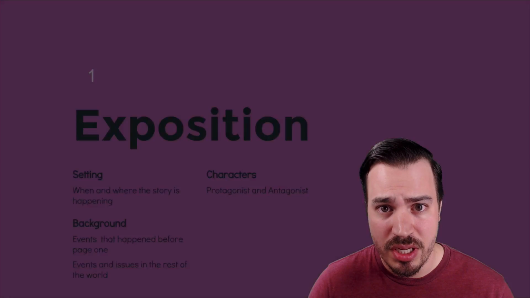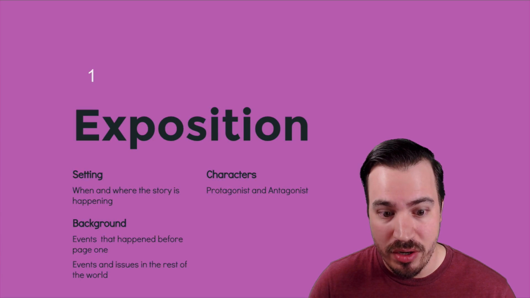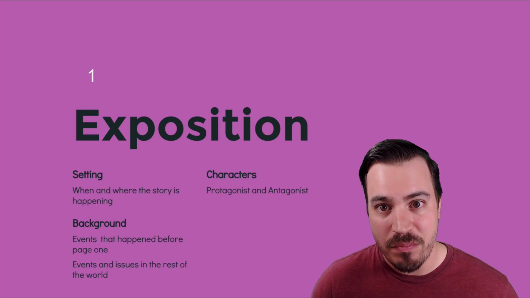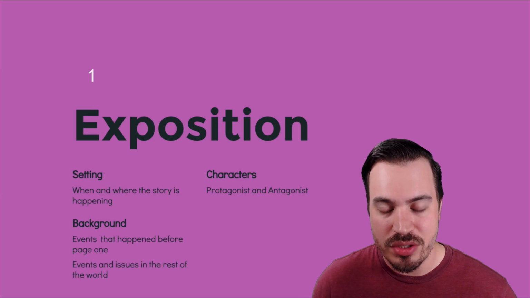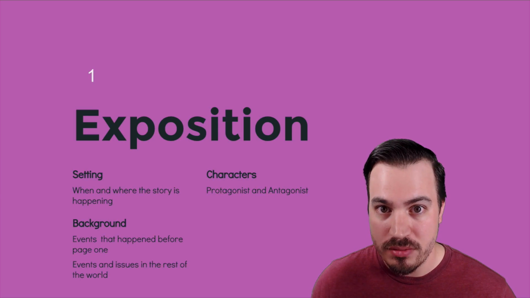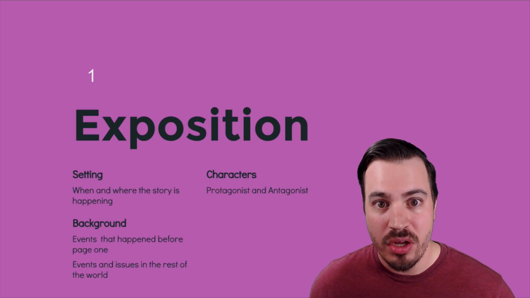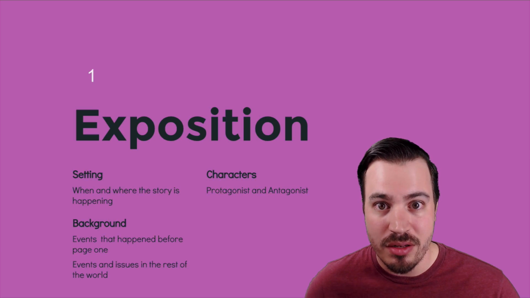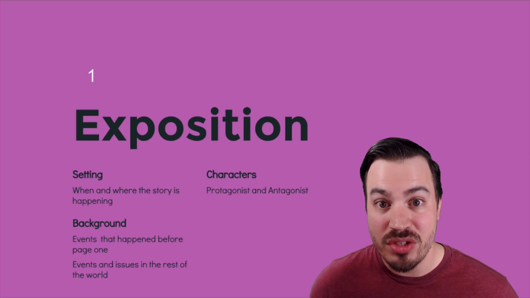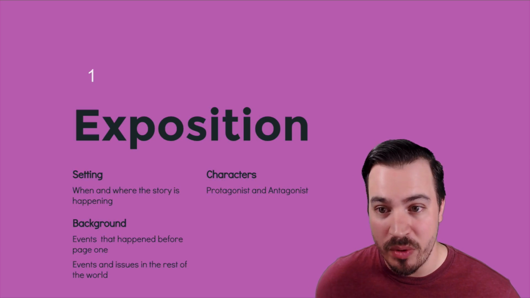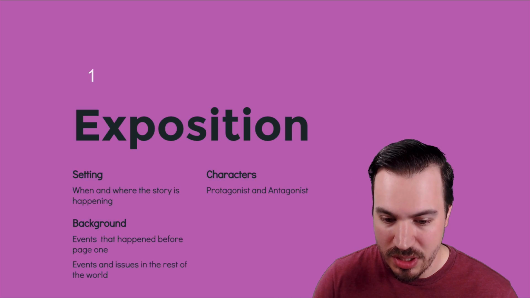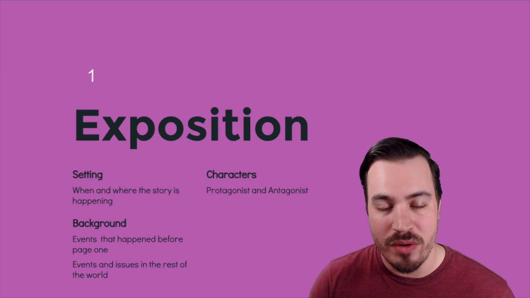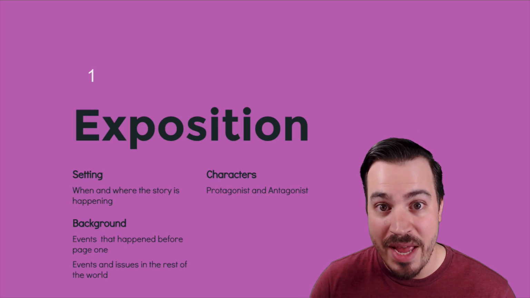First is exposition. This is your setting and your background. When and where is the story happening? Basically, what you want to know in the exposition is what happened before page 1. What happened before we started? Who are these people? Who's the main person that we're talking about? And what's going on? Where are we? When are we? Those sorts of questions are what you want to know. And this is where you're introduced to the main character and whoever's opposing the main character, the protagonist and the antagonist.